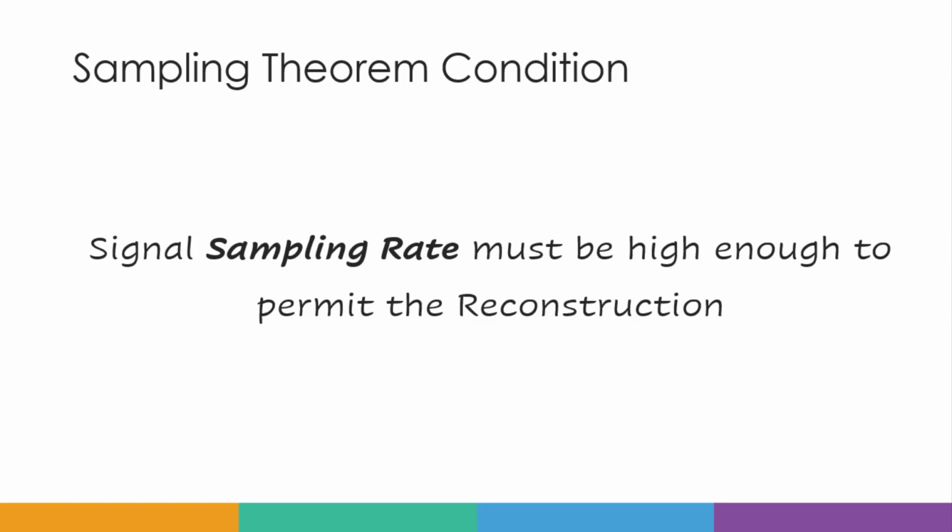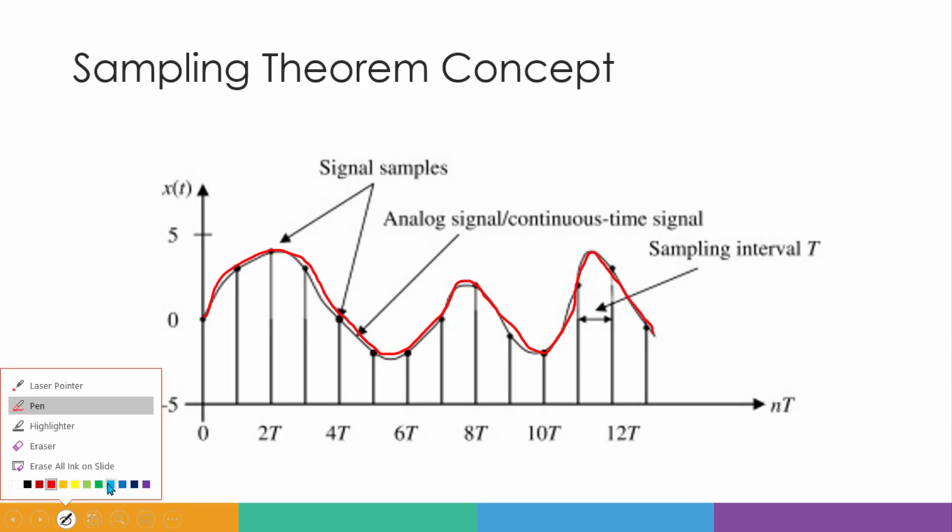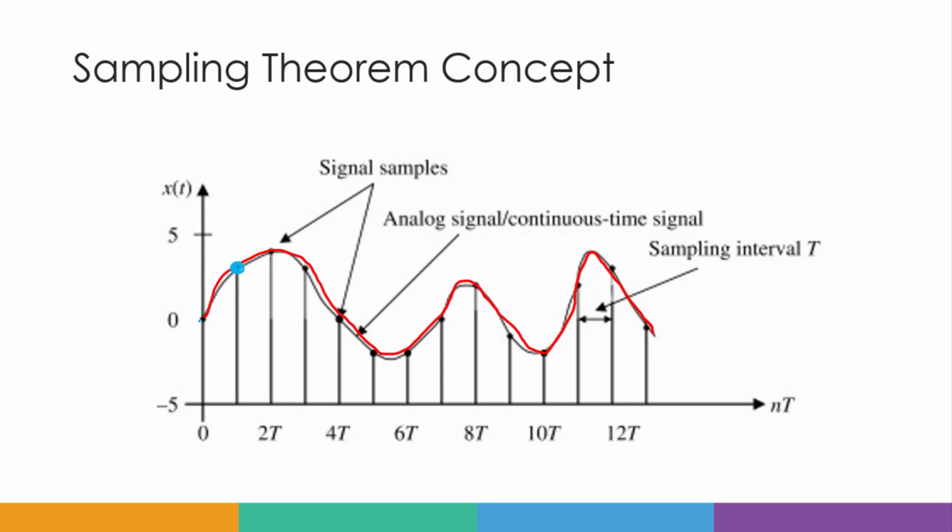This is because I have not followed the condition for sampling. The sampling theorem comes with a condition that the signal sampling rate must be high enough to permit the reconstruction. So what is my sampling rate? For example, this is a continuous time signal I have. I have to take enough samples from this continuous time signal, then only I will be able to faithfully reconstruct or recover the continuous time signal from this discrete time signal.